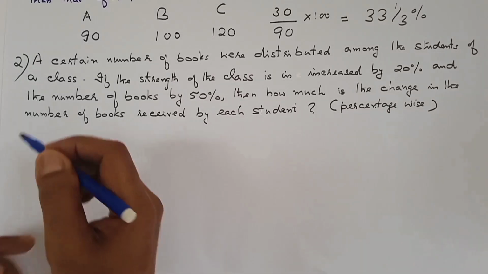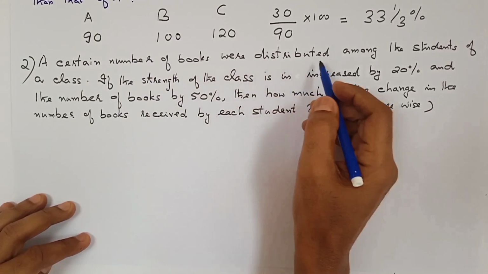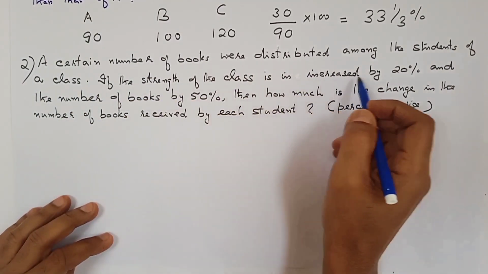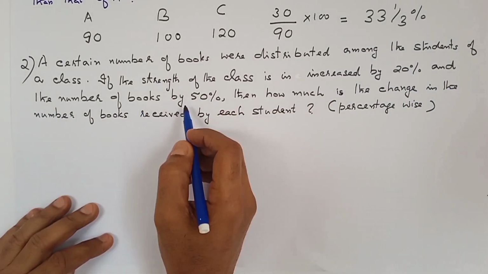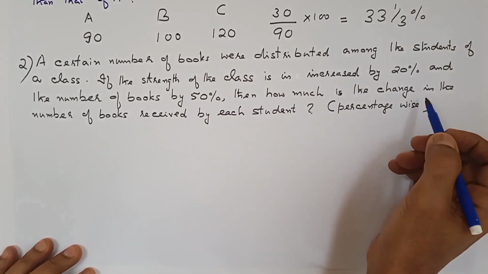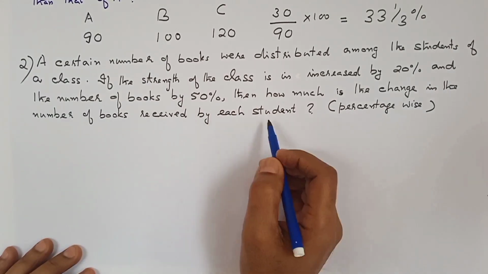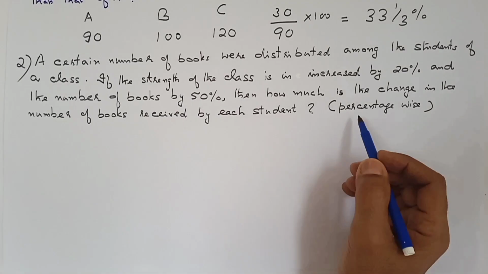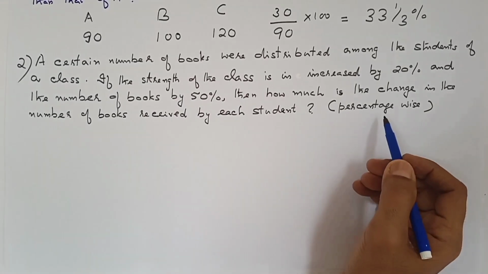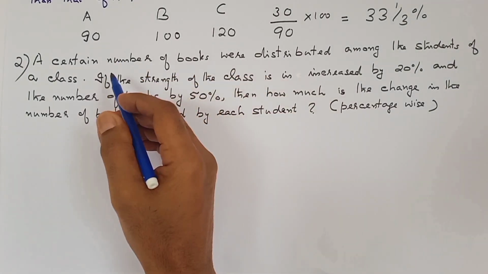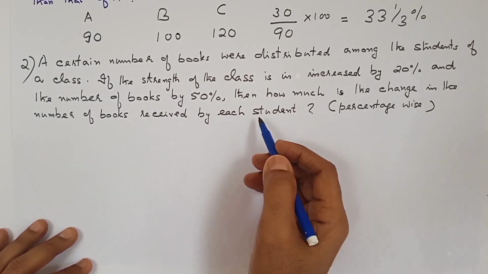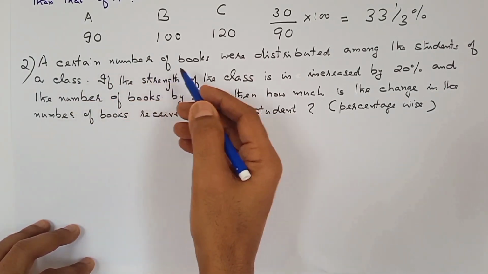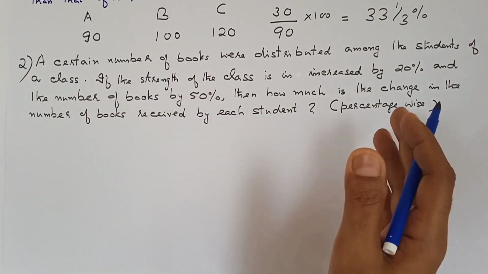The second problem is this. A certain number of books were distributed among the students of a class. If the strength of the class is increased by 20% and the number of books by 50%, then how much is the change in the number of books received by each student, percentage wise? Yeah, they can ask the question only in percentage wise because we don't have enough data to find out the actual increase in the number of books received by each student, because we don't know originally how many books were distributed among how many students.